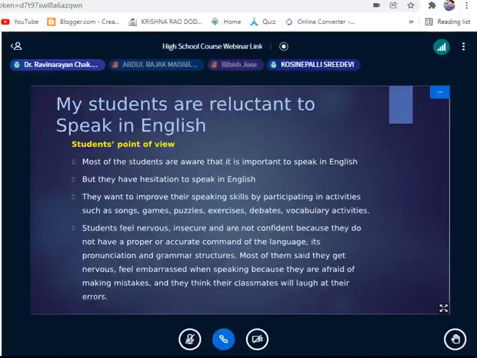When I asked the students what their problems are while making a speech in front of an audience, they said, we feel very scary. We go in search of words, and because of our Telugu medium, we have that mother tongue influence, and we feel shy.